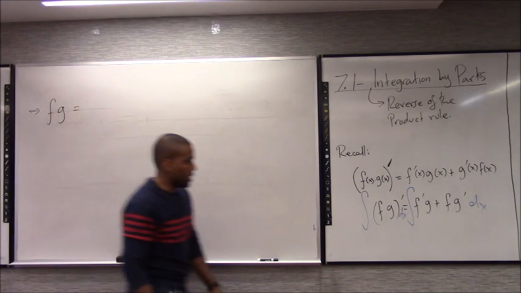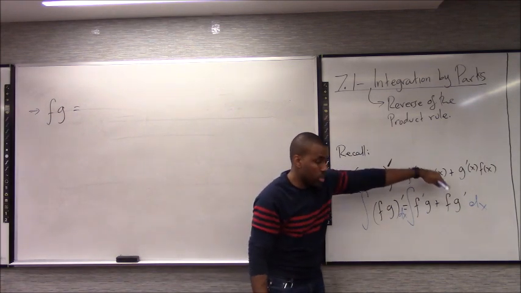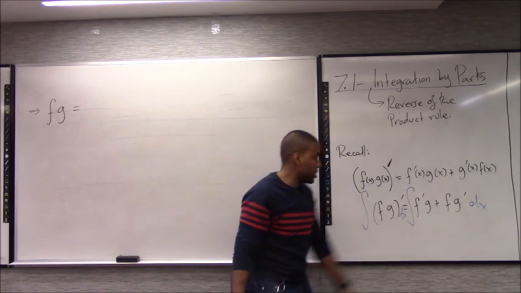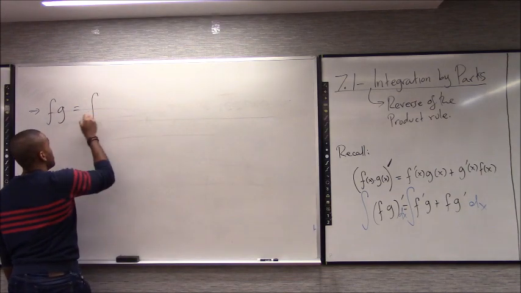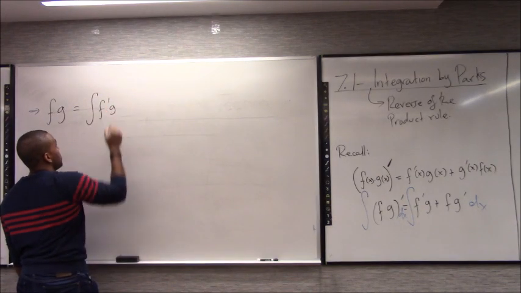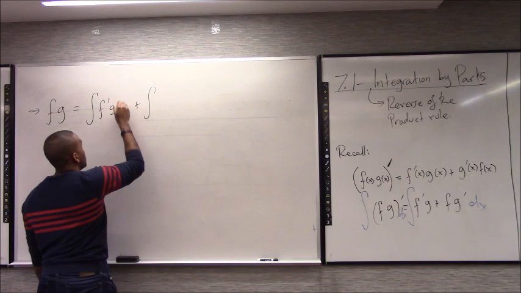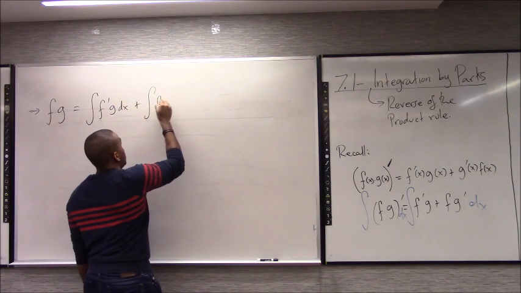On the other side, the integral of a sum is the sum of the integrals. Integration distributes across sums. So this is going to be the integral of f prime times g plus the integral of f times g prime.